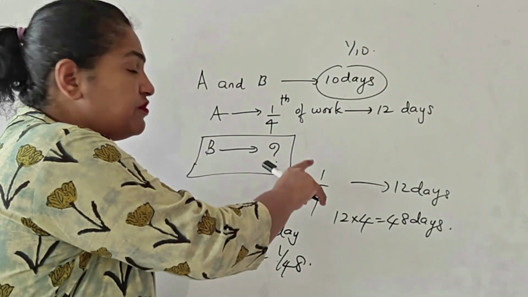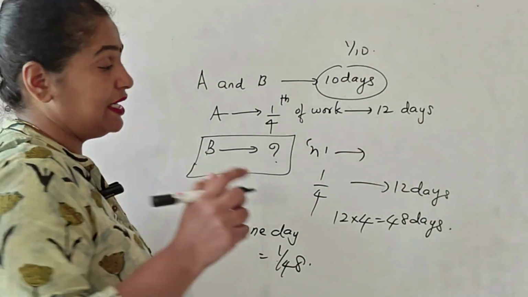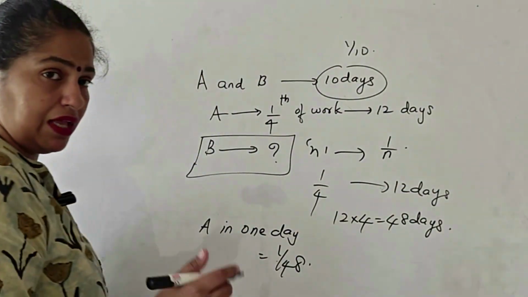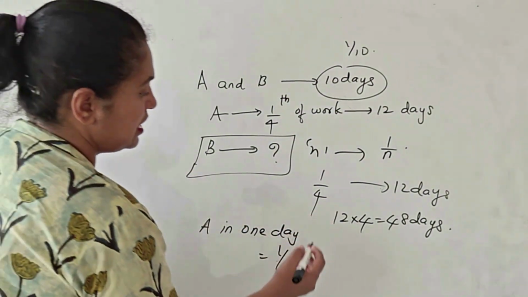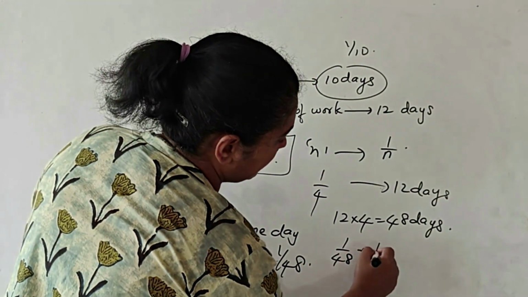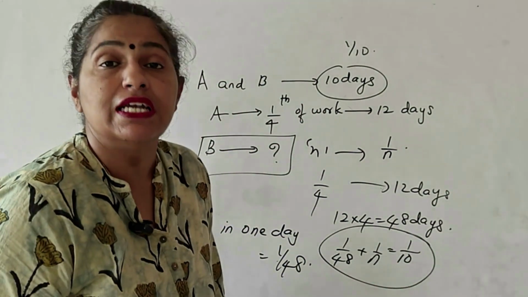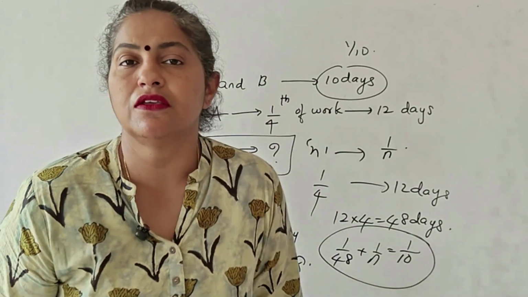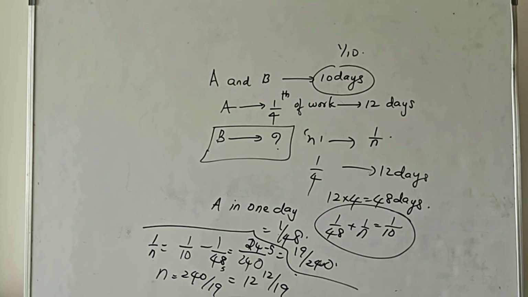Okay. Now suppose B is taking n days to finish the work, the work done by B in one day is 1 by n. Okay. So, we go back to the original basic underlying concept, which is work done by A in one day plus work done by B in one day is the work done by A and B together in one day. Now, the only thing that is pending is to find the value of n. Solving for n, you will get the value of 1 by n as 19 by 240, which will give us the value of n as 12 and 12 by 19.